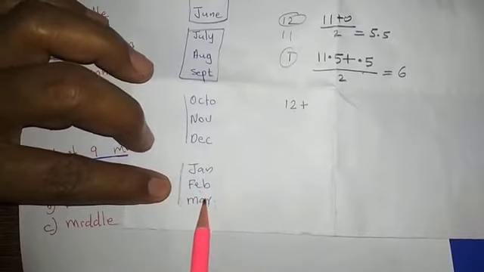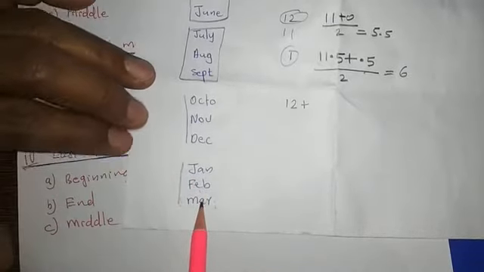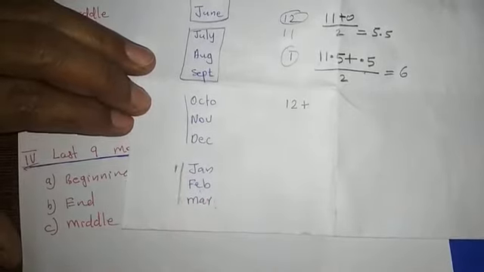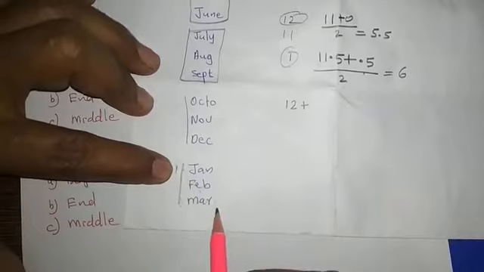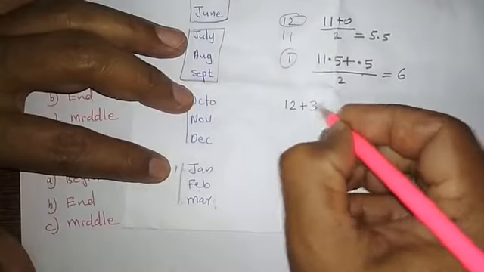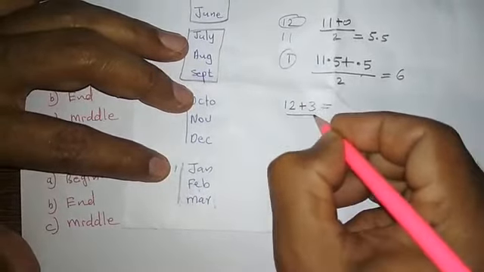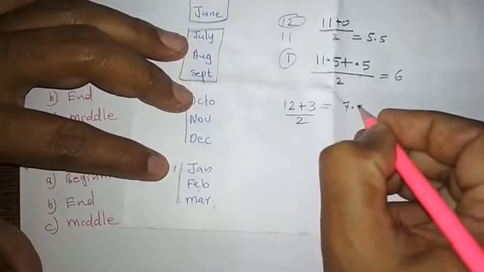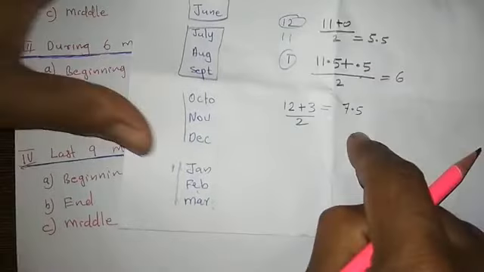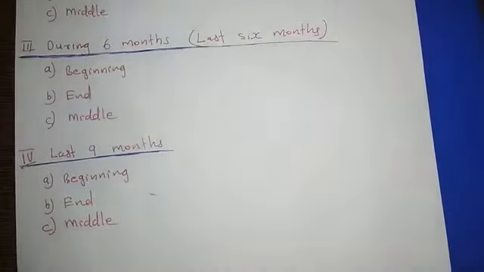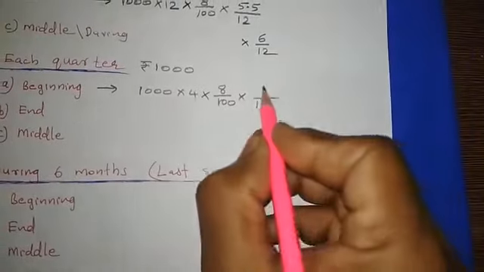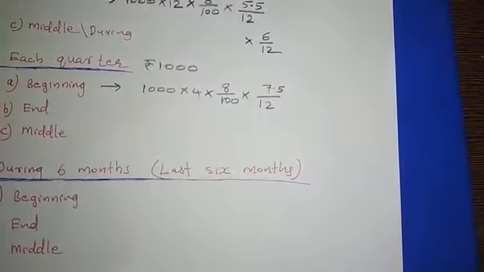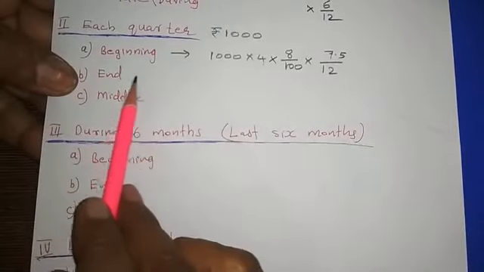4th quarter means this is the time, these 3 months are coming, and the beginning of this quarter means January 1. He withdraws on January 1, and from January 1 to 31st March is 3 months. So 12 plus 3 is 15, 15 divided by 2 is 7.5. Okay, so the average month we got is 7.5. This 7.5 we will write in this formula. Average month will be 7.5. Then, end of every quarter.